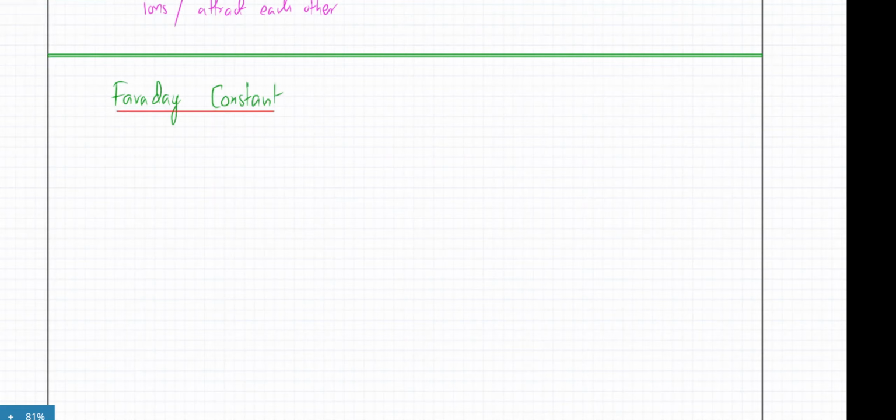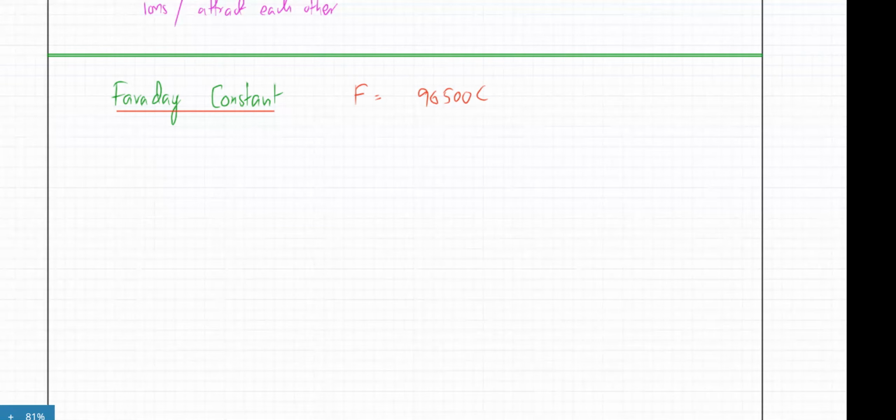So the Faraday constant is known as F. It's equal to 96,500 coulombs, and I'm going to explain where that came from. It's a quantity of charge. That's what your Faraday constant is.